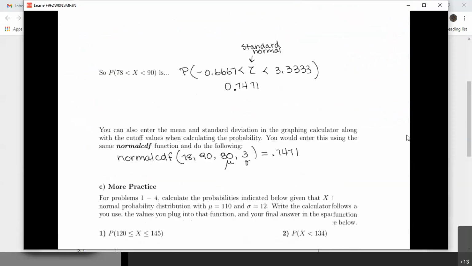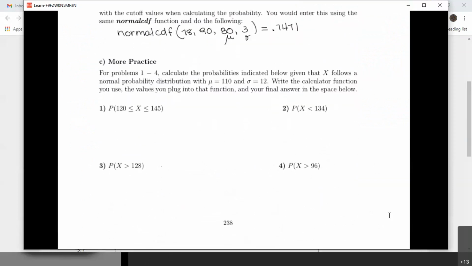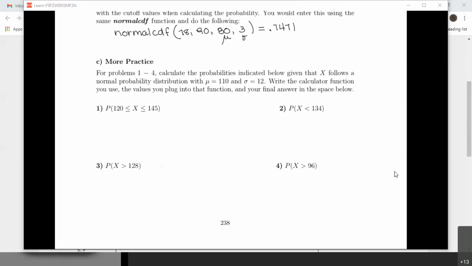Okay. So again, let's try some practice. So how about you try these? Try C1 through 4. Okay, use the calculator of your choice. Type done when you finish.